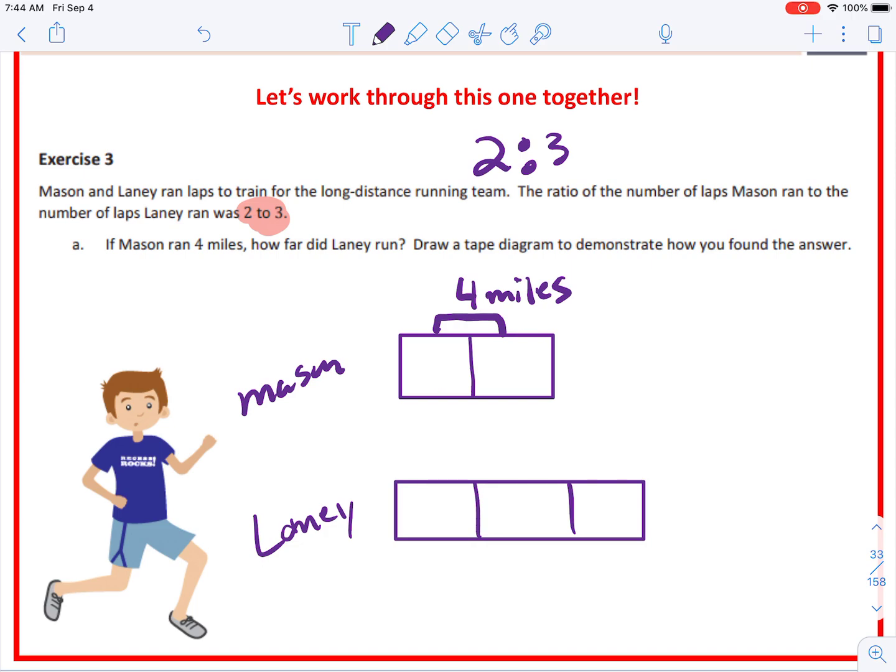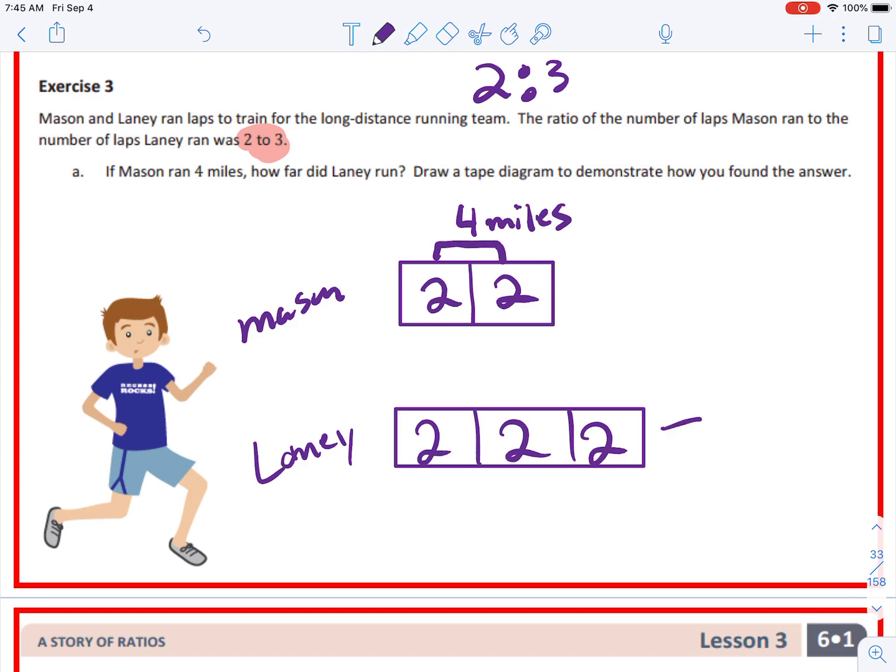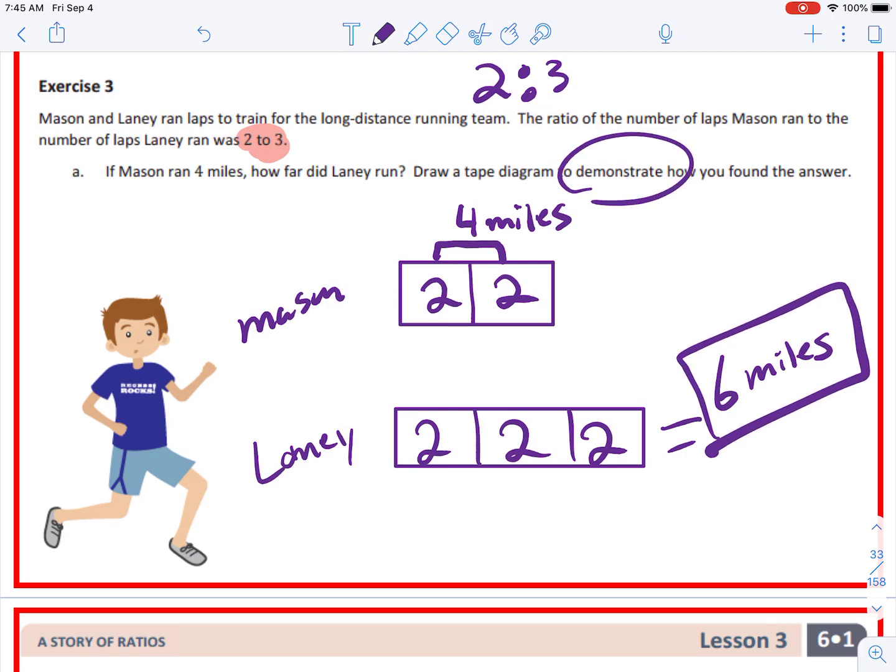If you said 2, you are correct, because 4 divided by 2 units is 2. So in each unit there's going to be 2 miles. So for Laney there has to be 2 miles in each unit. So how far did Laney run? She ran 6 miles. And this is our demonstration of how we found that answer. We plugged in 2 for each unit.